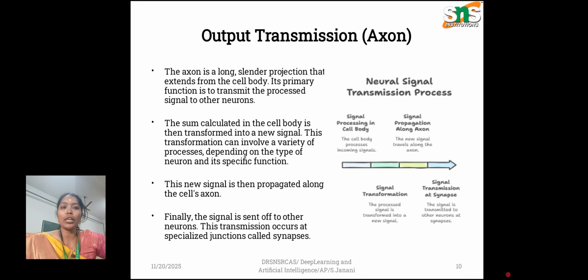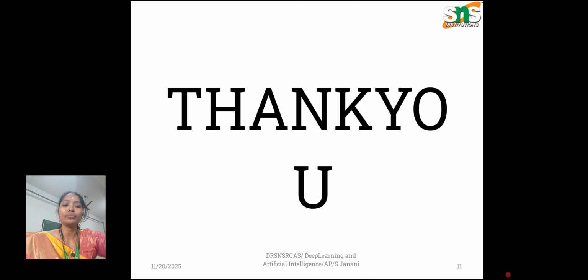Next we are going to see the output transmission, which is the axon. The axon is a long, slender projection that extends from the cell body. Its primary function is to transmit the processed signals to other neurons. This new signal is then propagated along the axon. Finally, the signal is sent off to other neurons. This transmission occurs at specialized junctions called synapses.